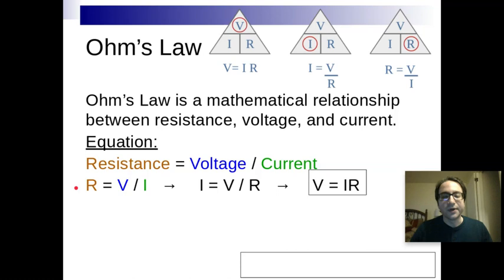Now, this is what you always wind up with when you're doing any mathematical equation. You just algebraically divide or multiply to obtain what you need. But here we already have the three versions of the equation set up for us.